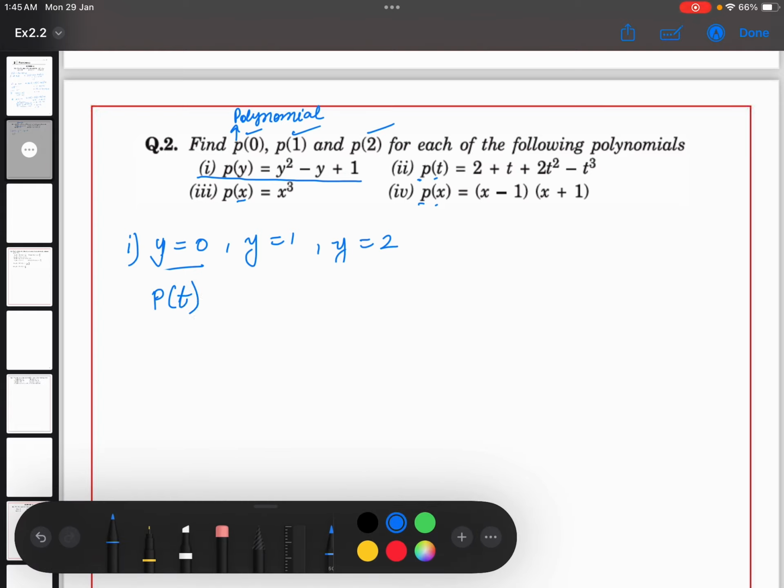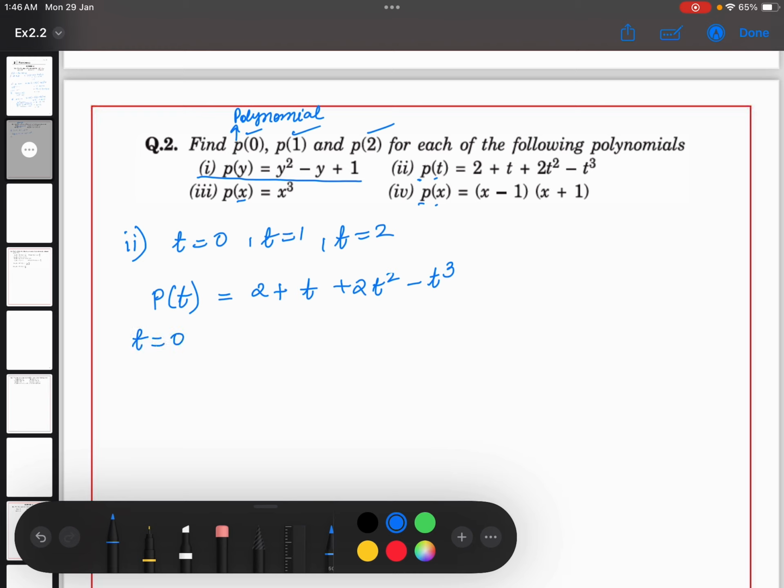So the next question is p of t, which is going to be equal to 2 plus t plus 2t square minus t cubed. We simply have to substitute in this question. Instead of y equal to 0, what is our variable here? Our variable here is t. So t will take 0, t will take 1, and t will take the value 2.